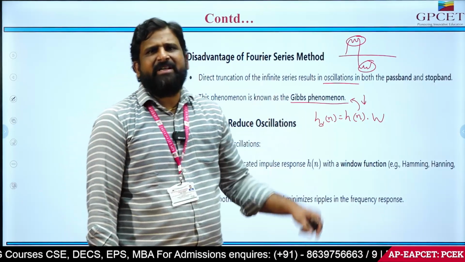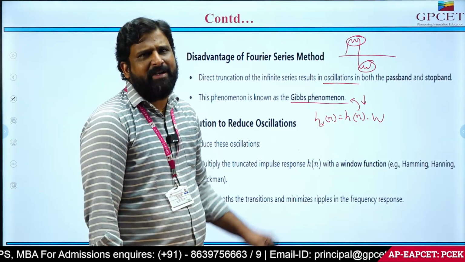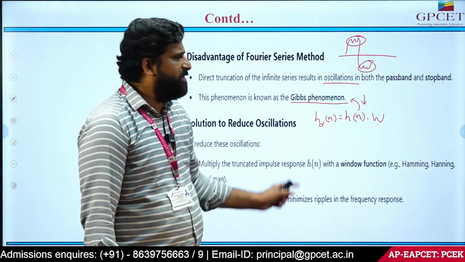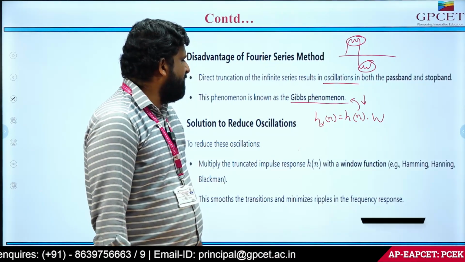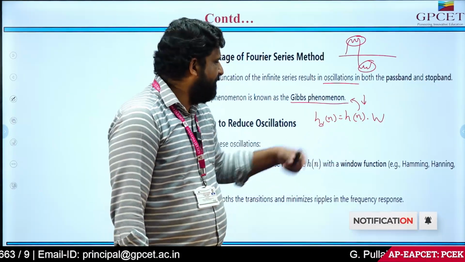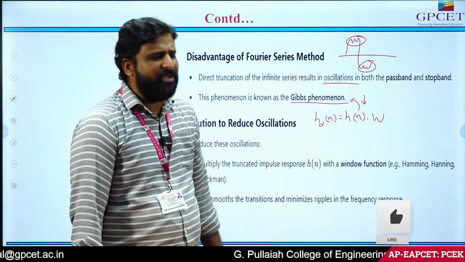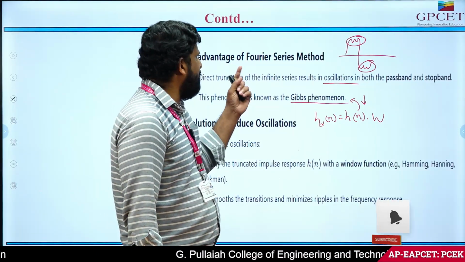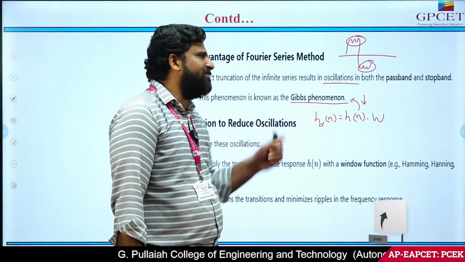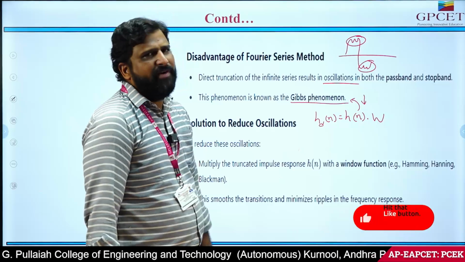So there is a disadvantage in this design of FIR filter by using the Fourier series method, and it can be reduced by using one technique, in which the truncated impulse response is multiplied with the windowing functions. We will discuss these windowing functions in the upcoming lecture, but for now just keep in mind the disadvantage and how it can be reduced by multiplying with the windowing function.